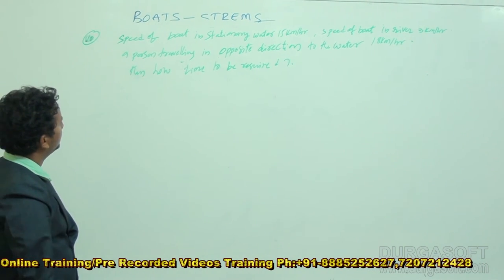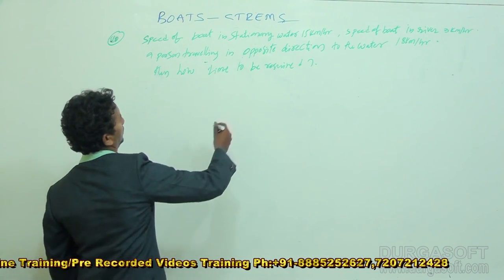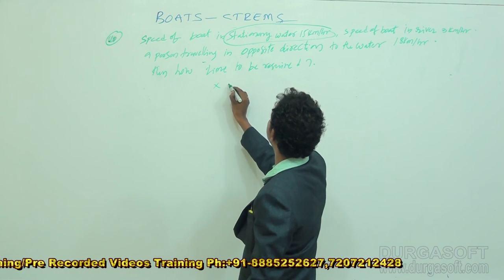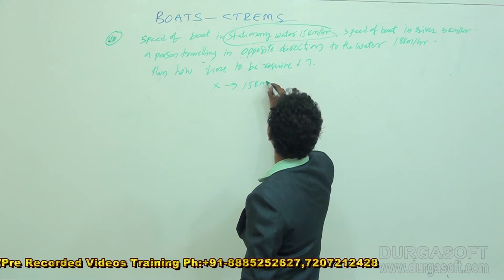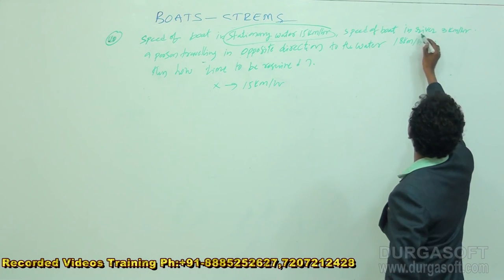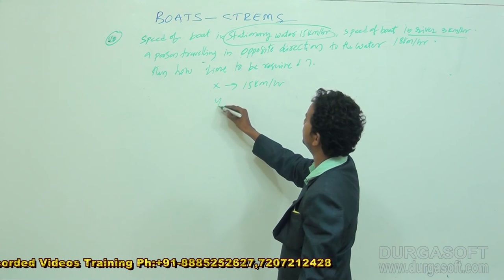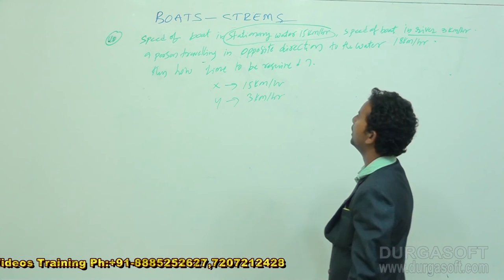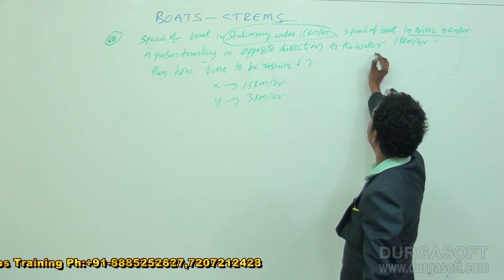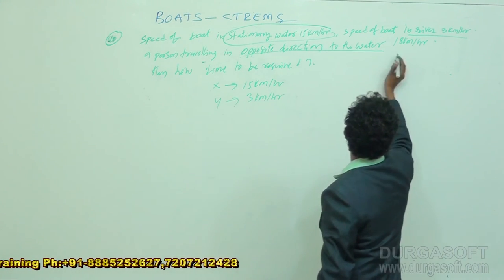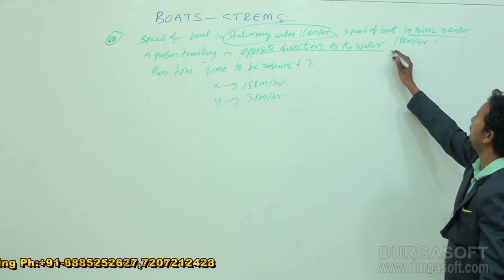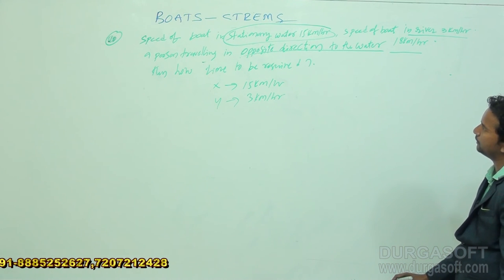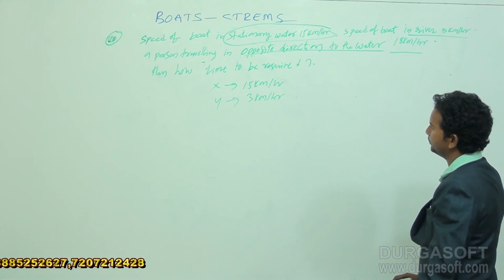Now here, the boat in stationary water is given as x. X is equal to what here? 50 kilometer per hour is given. The speed of the boat in the still river is given as y. Y is equal to 3 kilometer per hour is given. Now they are traveling in the opposite direction at 18 kilometer per hour. Then how much time will be required here?